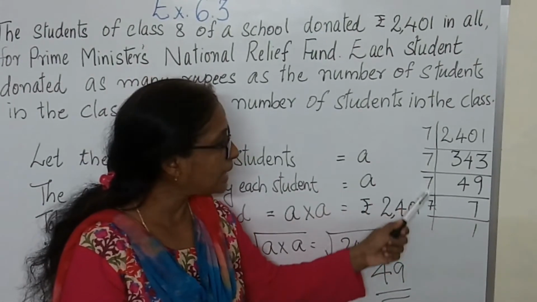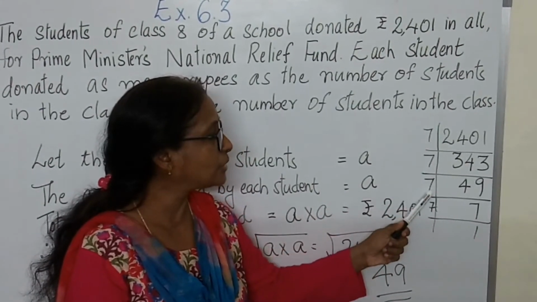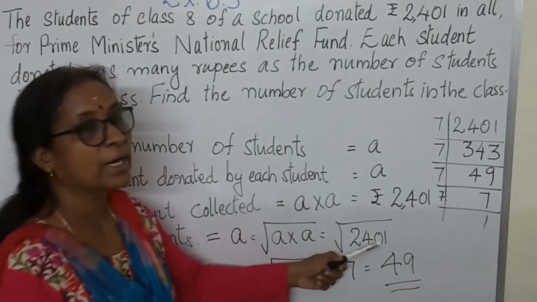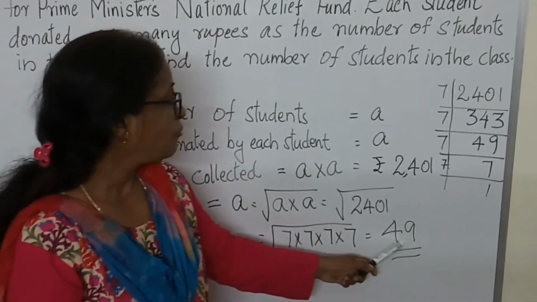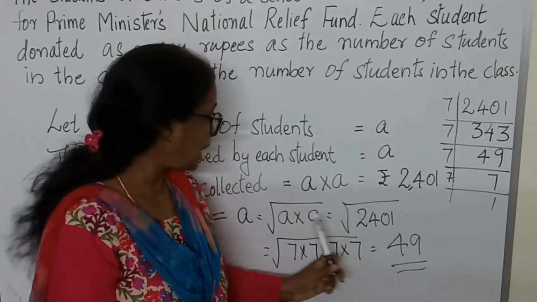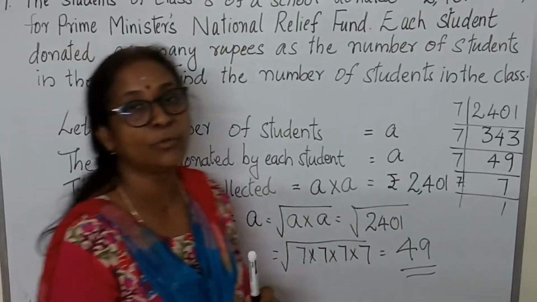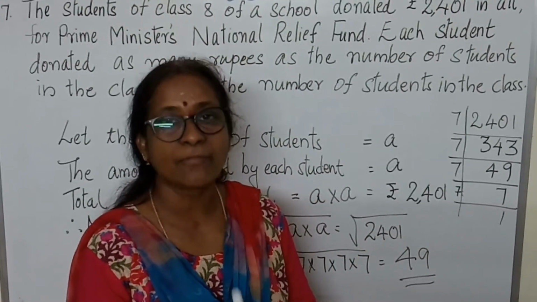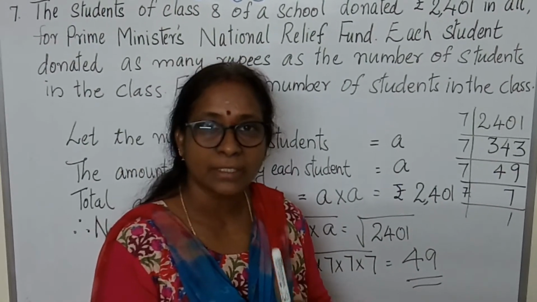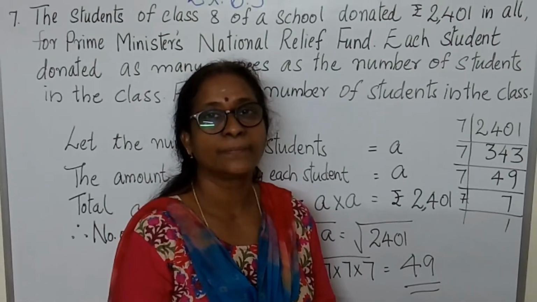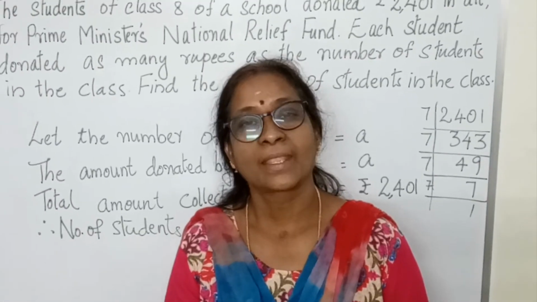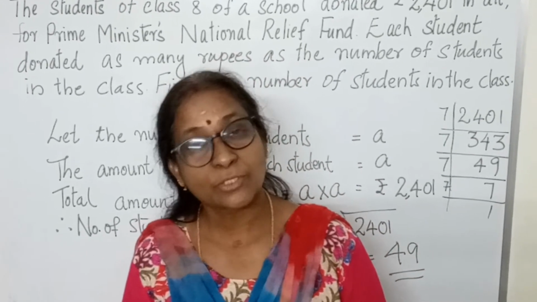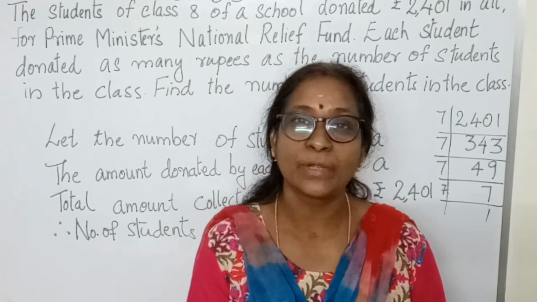When we factorize, we get 7 into 7 into 7 into 7. So, the square root of 2401 is 49. So, the value of A, that is the number of students in the class, is A, which is equal to 49. Okay. This was an example to show how square roots are used in our day-to-day life.